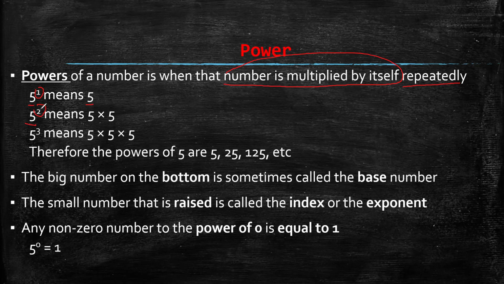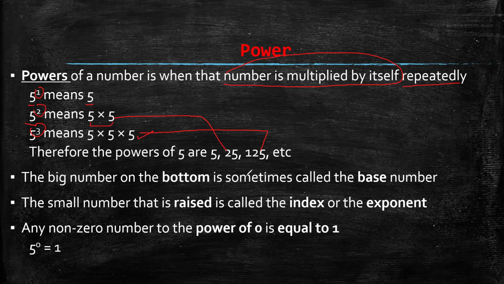So for 5 raised to the power 2, we have to multiply 5 by 5. And 5 raised to the power 3, or cube, means 5 multiplied by 5 multiplied by 5, 3 times. Therefore, the powers of 5 are 5, 25, and 125. 5 raised to the power 2 is 25, and 5 raised to the power 3 is 125.